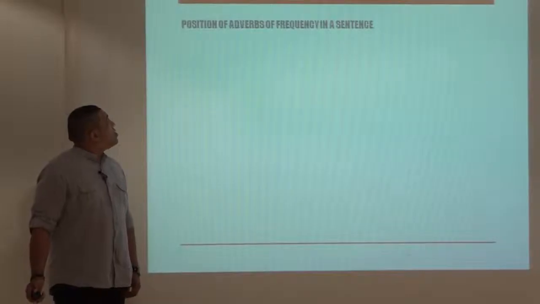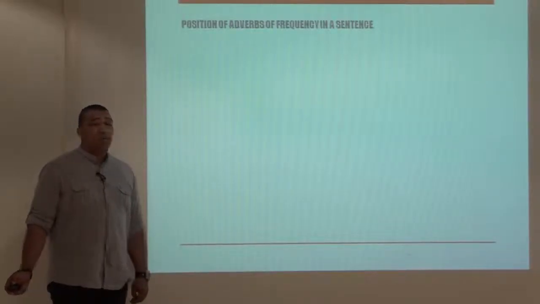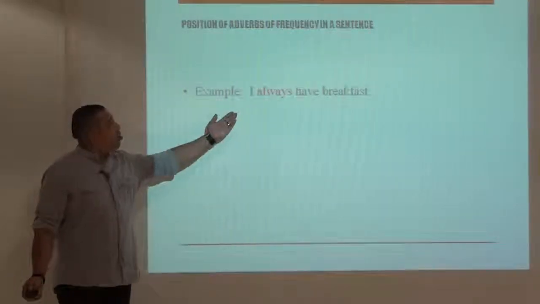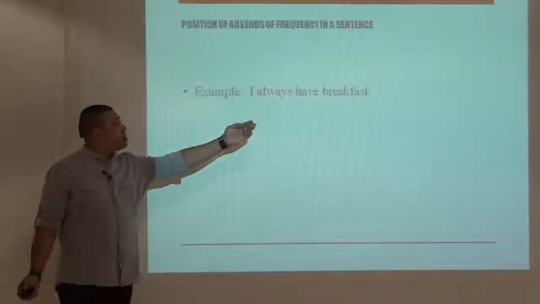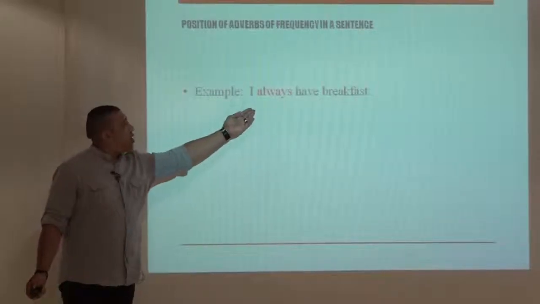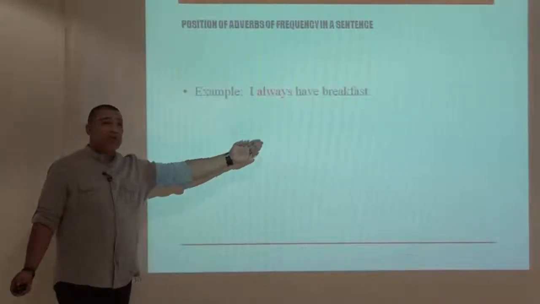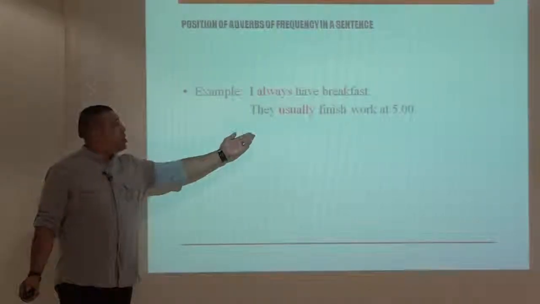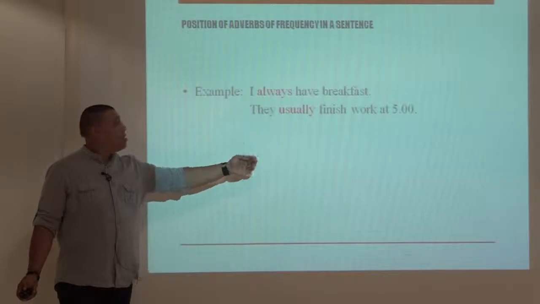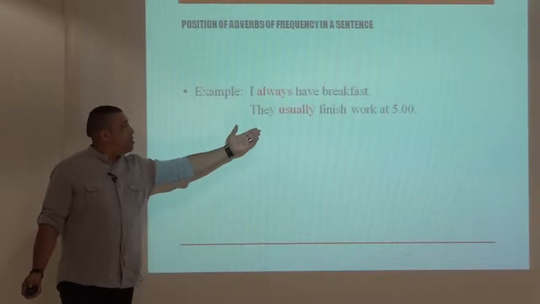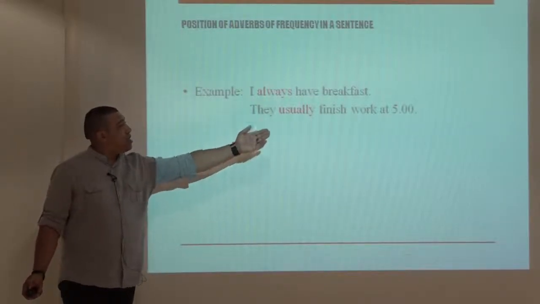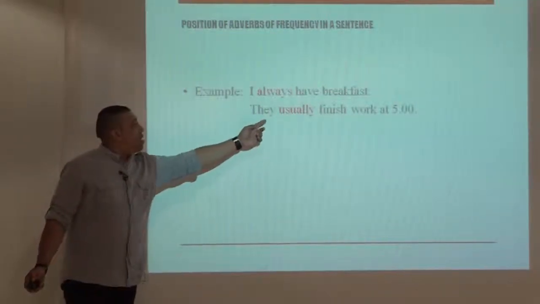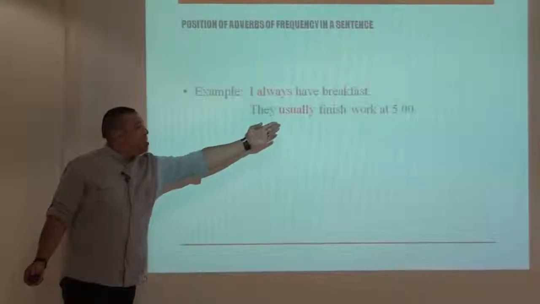Let's continue with position of adverbs of frequency in a sentence with some examples. For example, I always have breakfast. They usually finish work at 5. So we have the subject first, followed by adverbs of frequency, then the main verb.